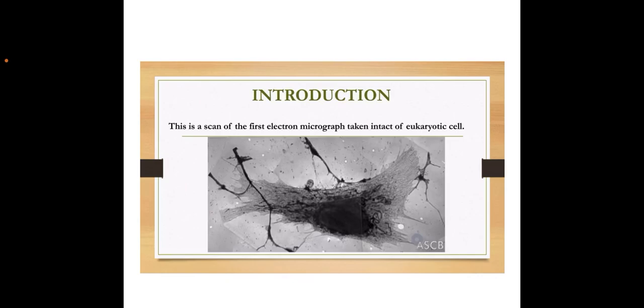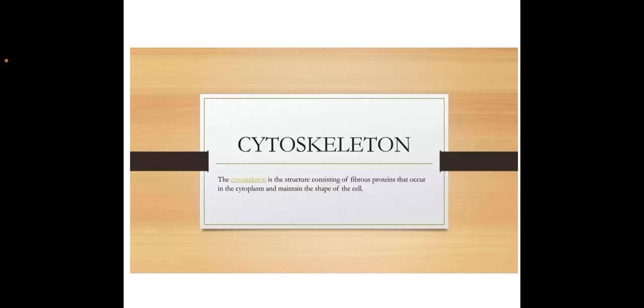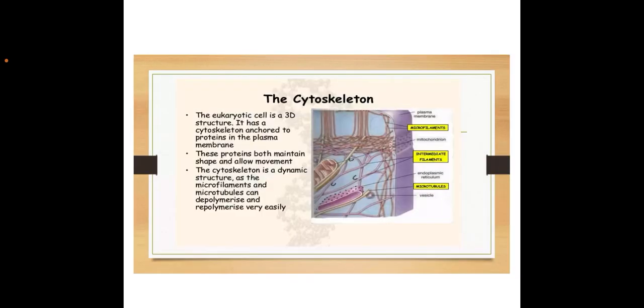So in this diagram we are seeing a scan of the first electron micrograph taken of an intact eukaryotic cell, in which the cytoskeleton is holding the shape of the cell. So, the cytoskeleton is the structure consisting of fibrous proteins that occur in the cytoplasm and maintains the shape of the cell. So, the eukaryotic cell is a 3D structure.